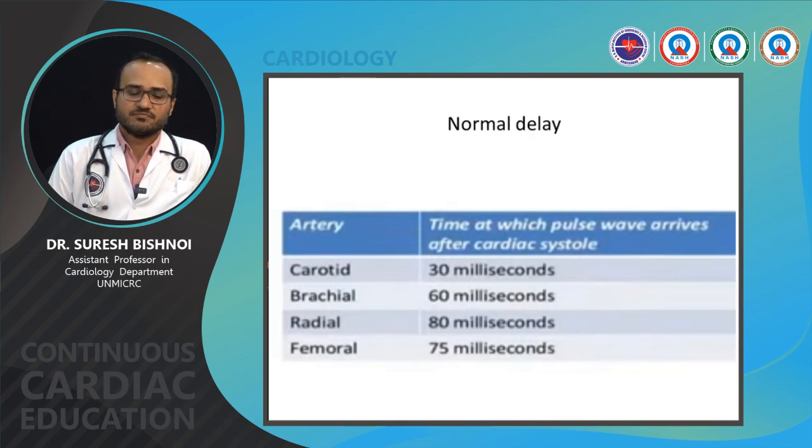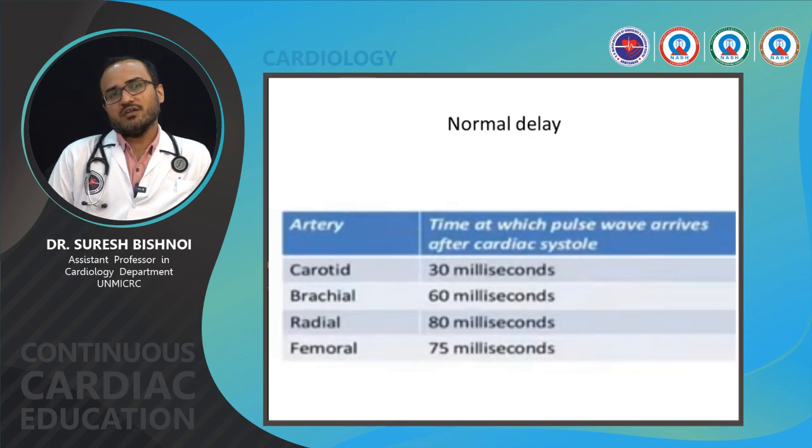So keep one hand on the apex, the other on the pulse. You need to look for the apex-pulse duration difference. Normally in the carotid it arrives after 30 milliseconds, in the brachial it arrives after 60 milliseconds, in the radial it arrives after 80 milliseconds, and in the femoral it arrives after 75 milliseconds.